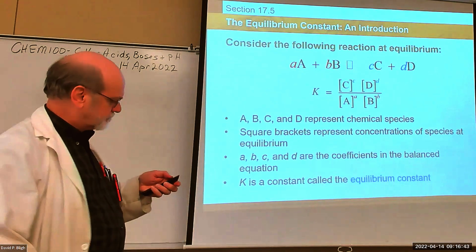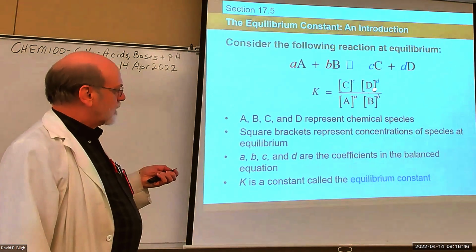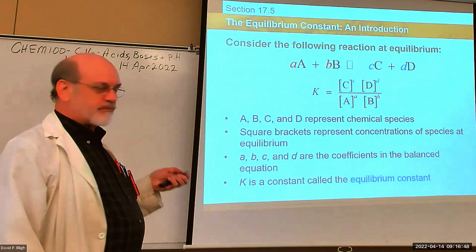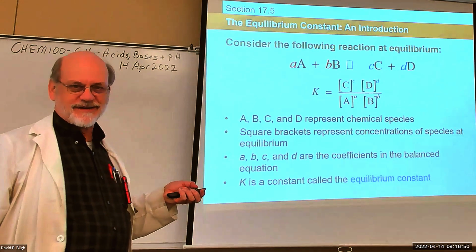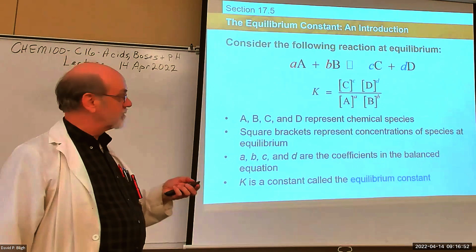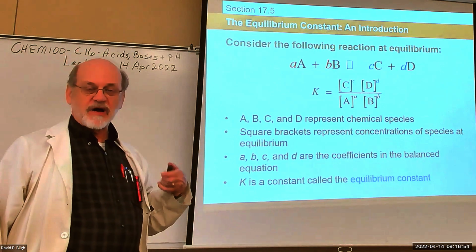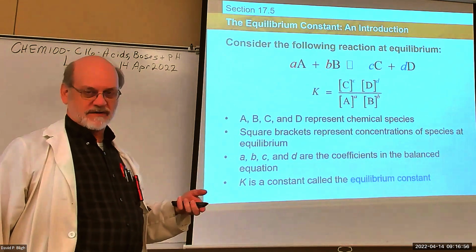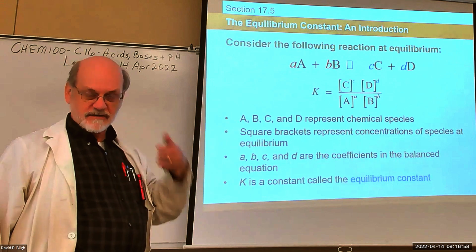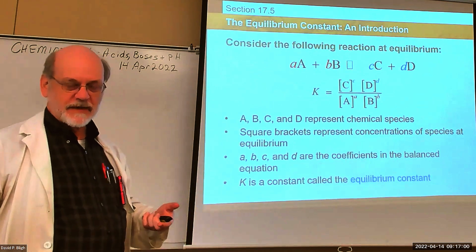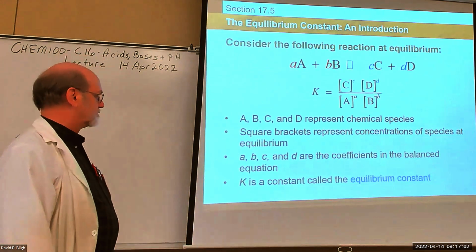So we write it as the product of products to their individual powers divided by the product of reactants to their powers. And that is the value of K, the equilibrium constant.